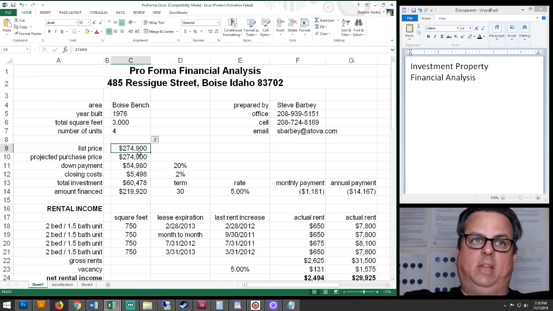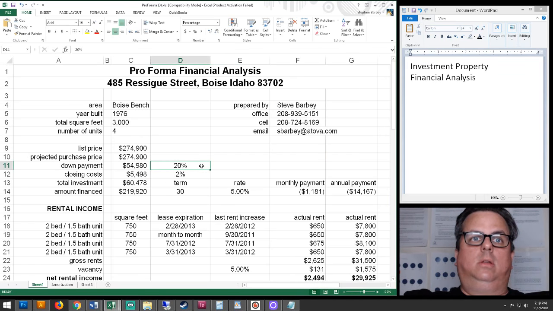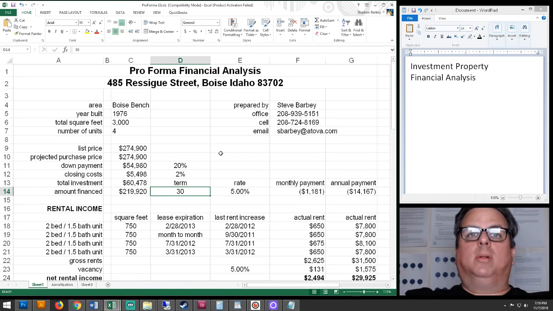So I can modify these things. I've identified I can modify these things. These things are obviously not an equation. That's just my contact info. This is not an equation. Just says 20% up here. 20%. 2%, same thing, not an equation. 30, not an equation. So I can change these things if I want. And that's pretty much the rule of thumb with the entire document.